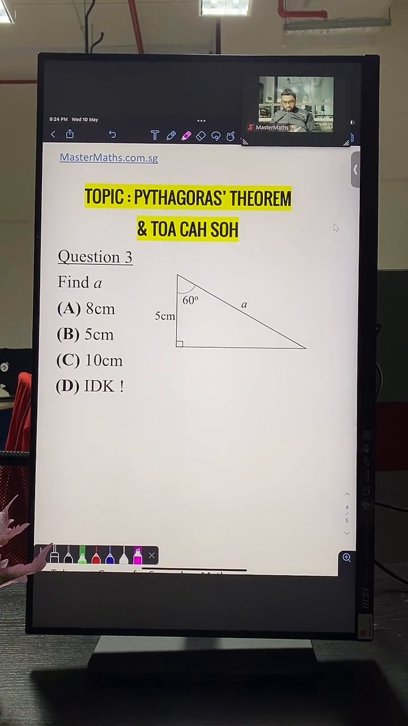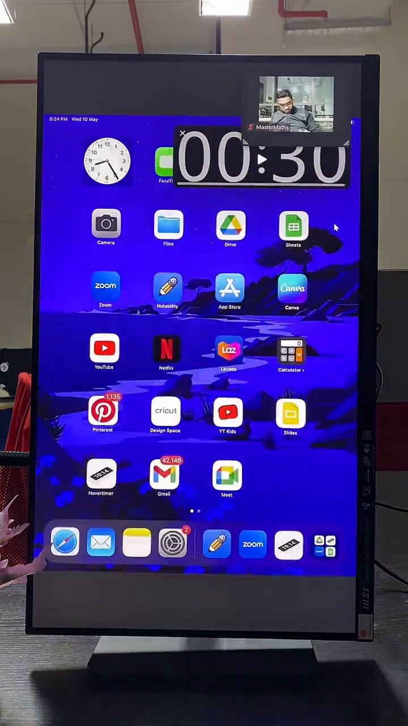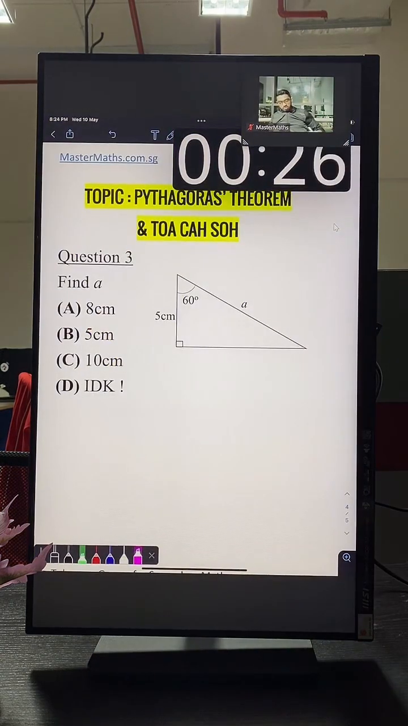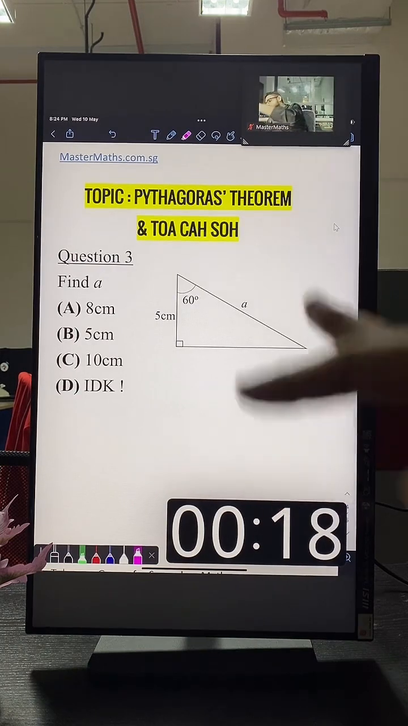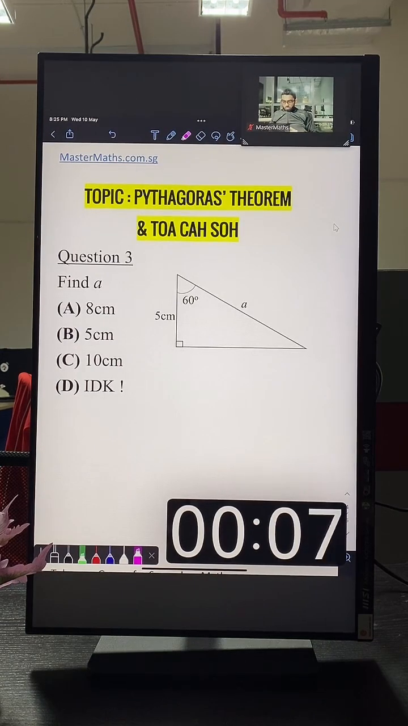Answer to be revealed in a while. I give you all 30 seconds more. Tell you what, I'll put on the timer for you. Please try your best to answer this question. Put it down here. 30 seconds, let's go. No, this is not a P6 topic. This is a secondary 2 and 3 topic. Some schools teach it in Sec 2, some schools teach in Sec 3. So 10 more seconds, guys. How to do this question?